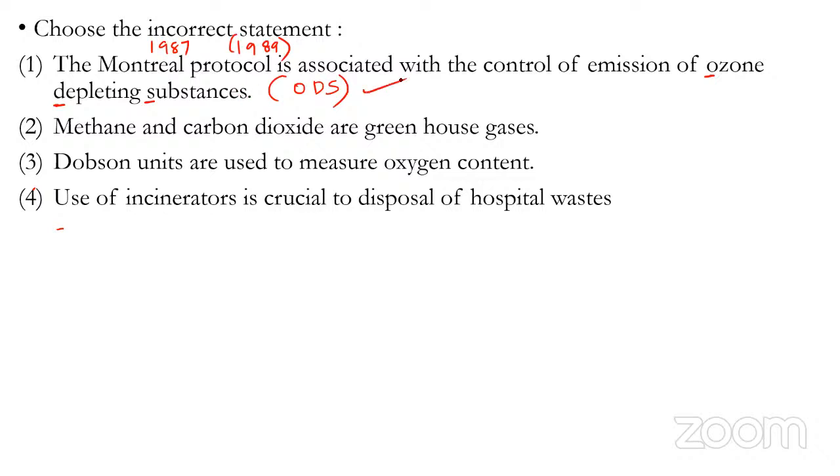It is a correct statement, but not the correct answer. Methane and carbon dioxide are greenhouse gases. Yes, definitely, wherein we saw the maximum contribution to greenhouse gases, about 60%, comes from carbon dioxide and 20% comes from methane. Dobson's units are used to measure oxygen content is wrong. Dobson unit, that is DU, is used to measure the thickness of ozone in the atmosphere. So this is incorrect, and the answer should be the third one.